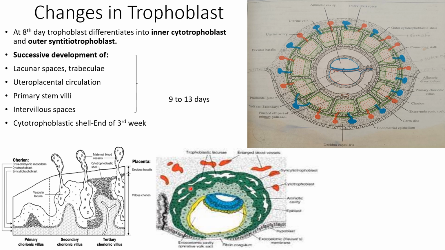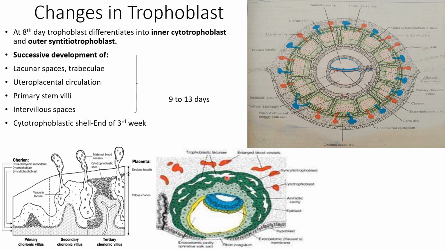Soon after the differentiation of trophoblast into inner cytotrophoblast and outer syncytiotrophoblast, there is appearance of lacunae. Small cavities will develop, they will coalesce, and they will form such lacunae in the syncytiotrophoblast. So in the syncytiotrophoblast we can see such lacunae. These are the empty spaces, or the lacunae.